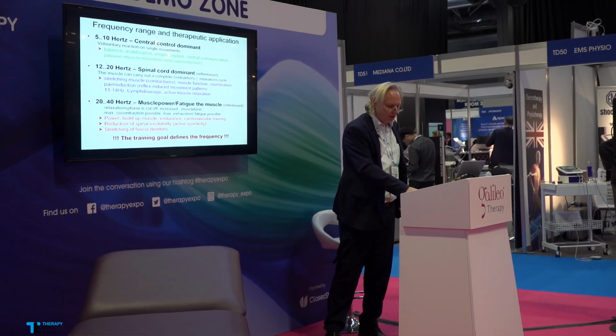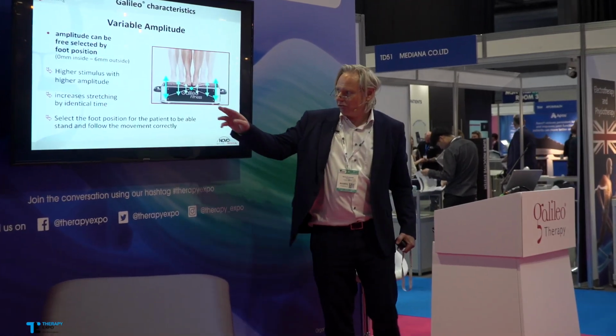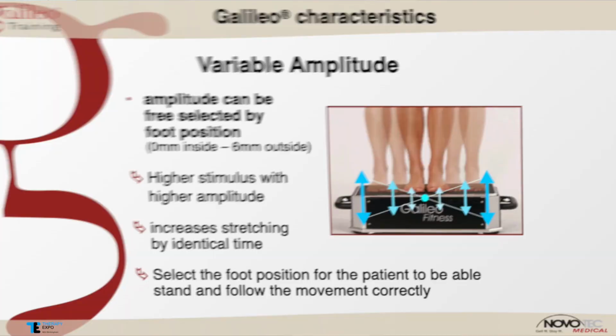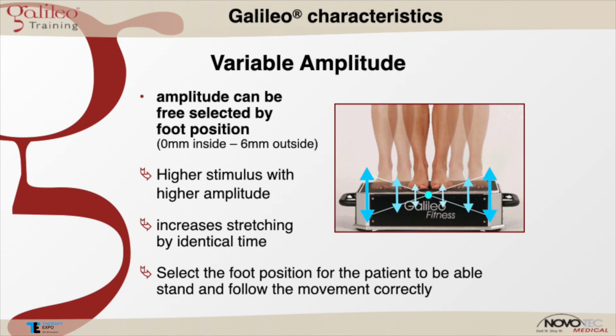The second parameter is then the foot position. So the foot position gives you the intensity. So the frequency determines how the muscle has to work. The foot position determines the intensity of the training. And normally we start with a small foot position, and then we go wider.